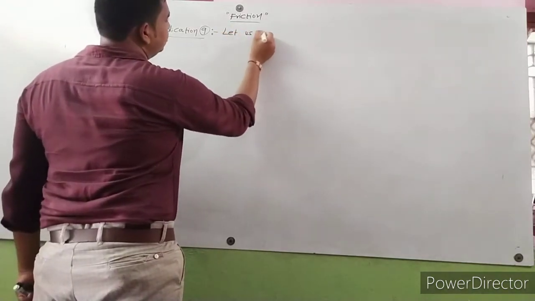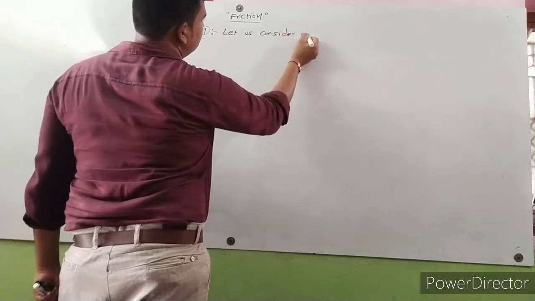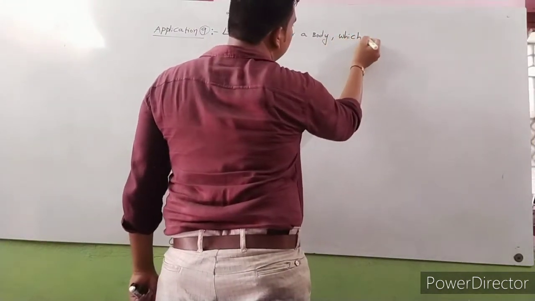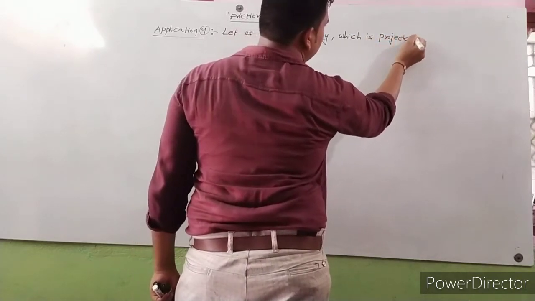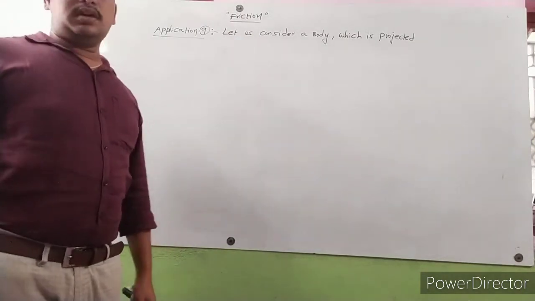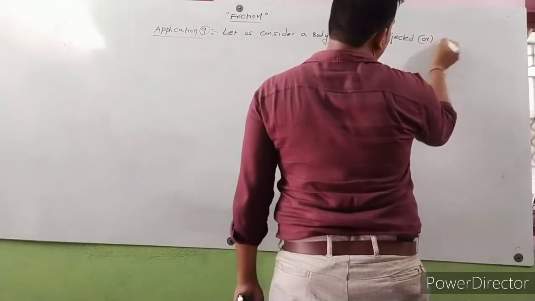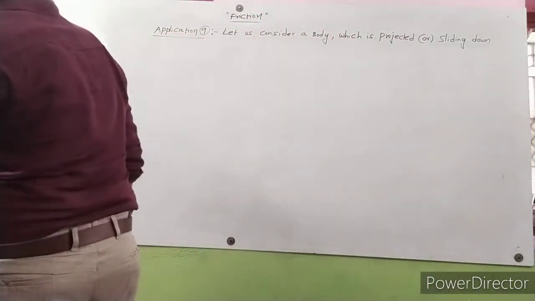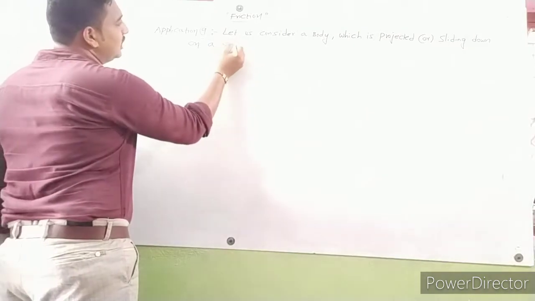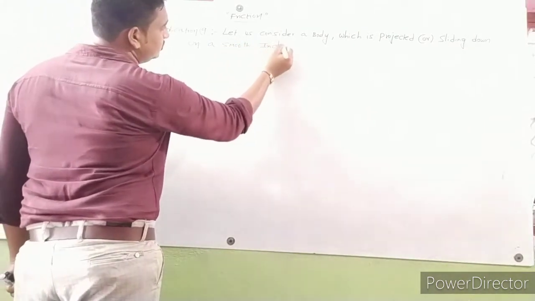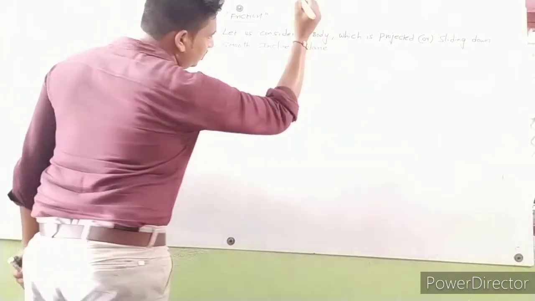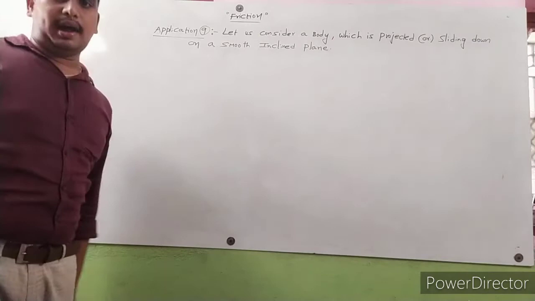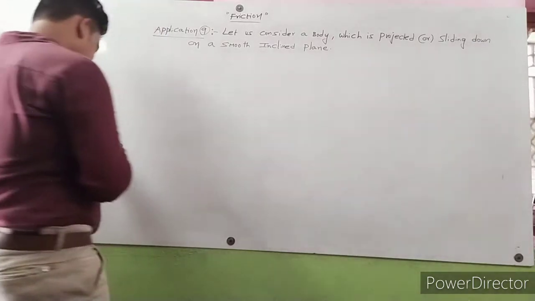Let us consider a body which is projected or sliding down on a smooth inclined plane. Right, now draw the diagram.